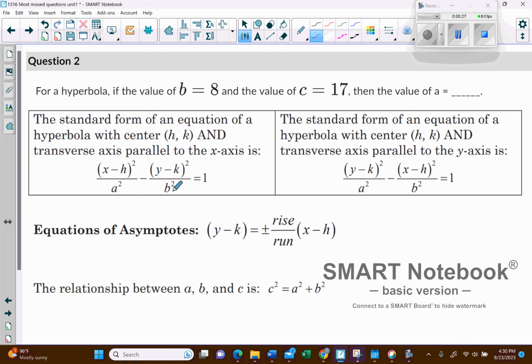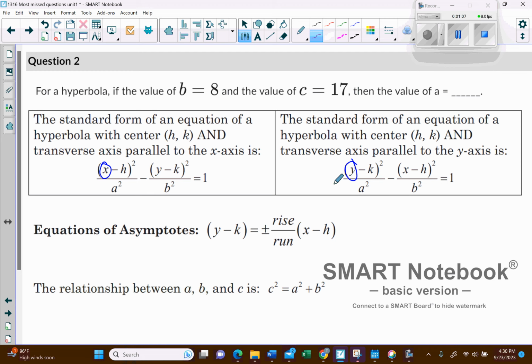What I want you to notice here is that a squared is always the first denominator and b squared is the second denominator. One of them is going to be positive and one is going to be subtracted. The one that's positive is parallel to the transverse axis. This one is parallel to the x-axis, and on the second one, where we flip it, it's parallel with the y-axis. That's going to help us with some other questions you had.